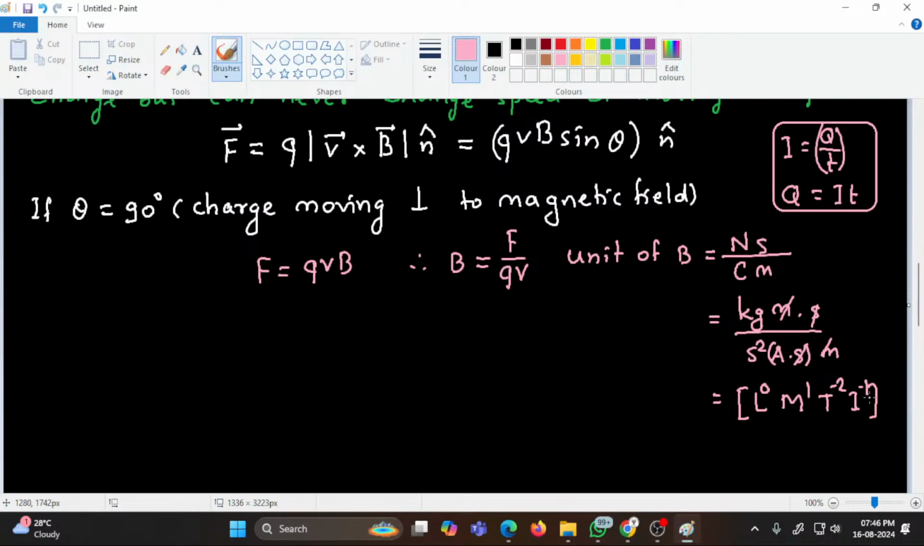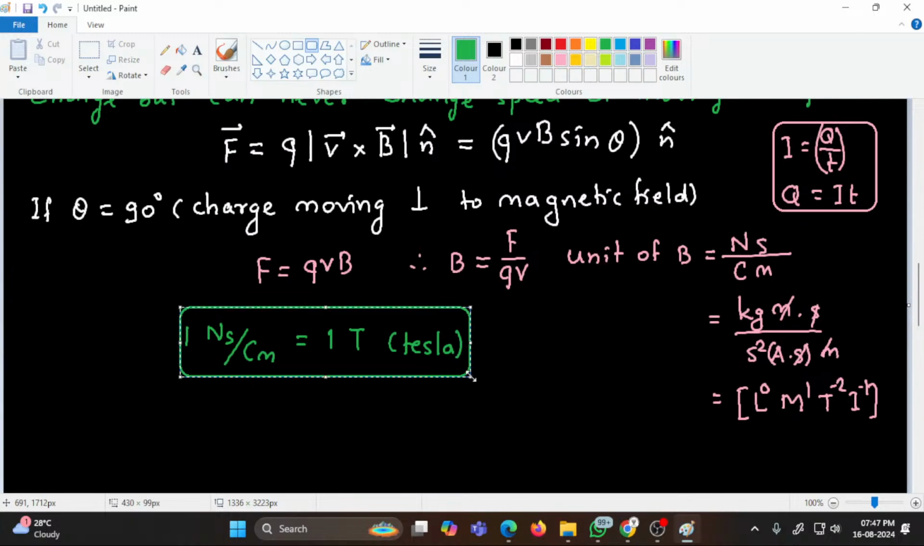SI unit is also called Tesla. So 1 Newton second per Coulomb meter is called 1 Tesla, 1 T. Unit is Tesla. 1 Tesla is 10,000 Gauss. Gauss is not an SI unit, but it is used as a convenient unit. So this is about the magnetic field and its unit.